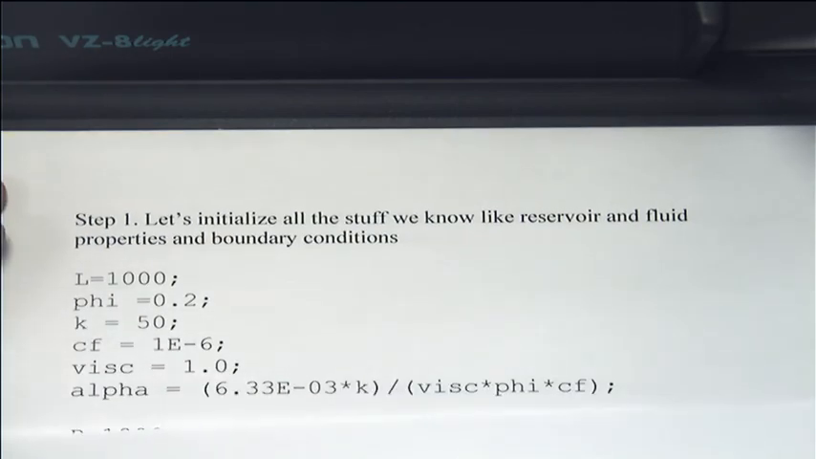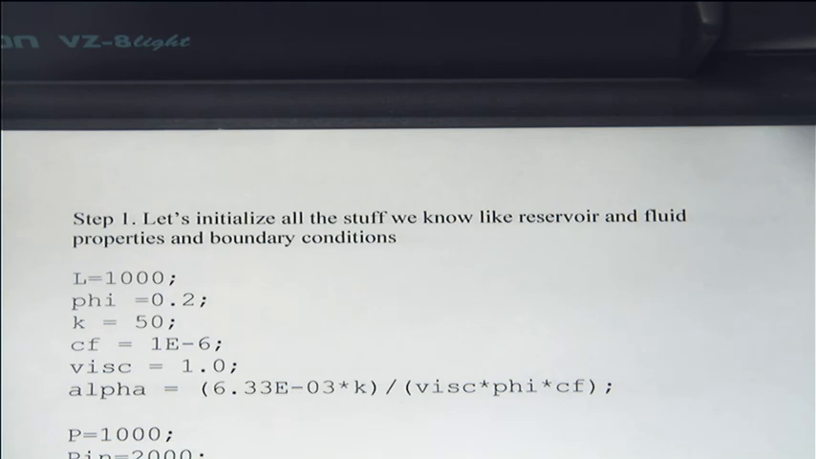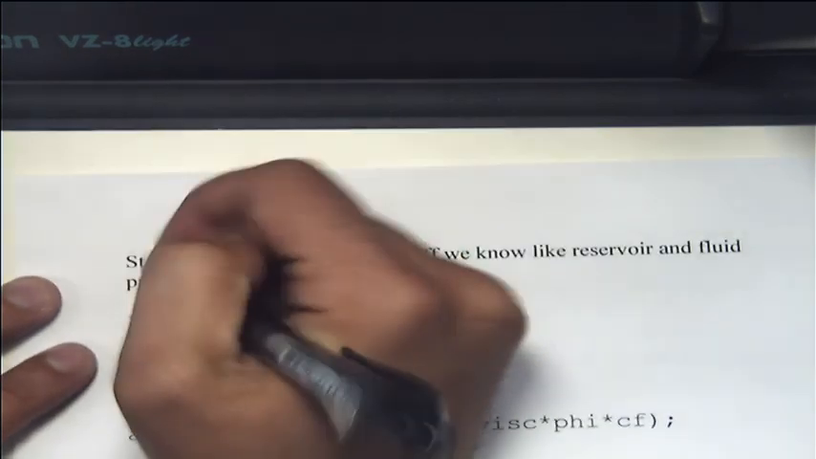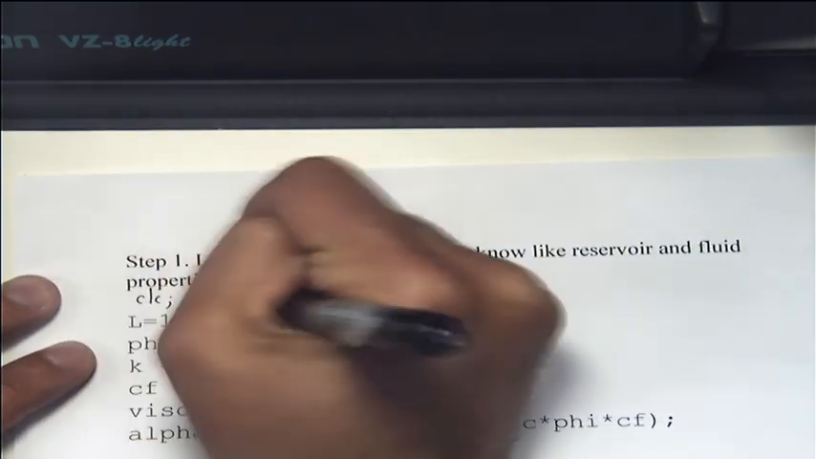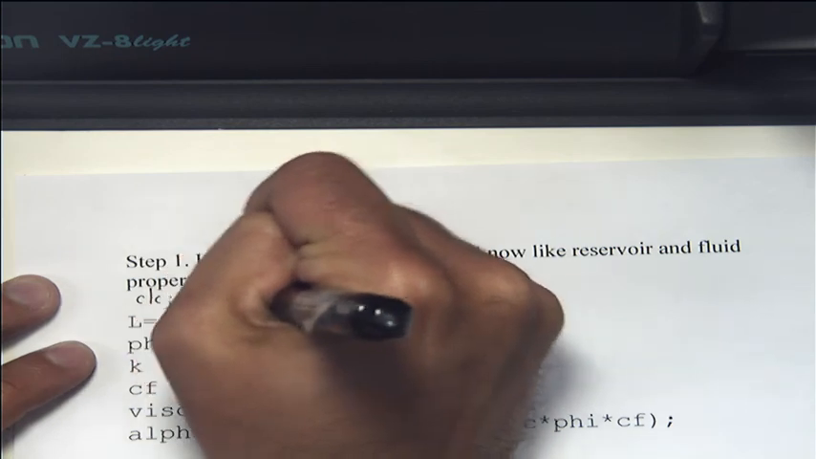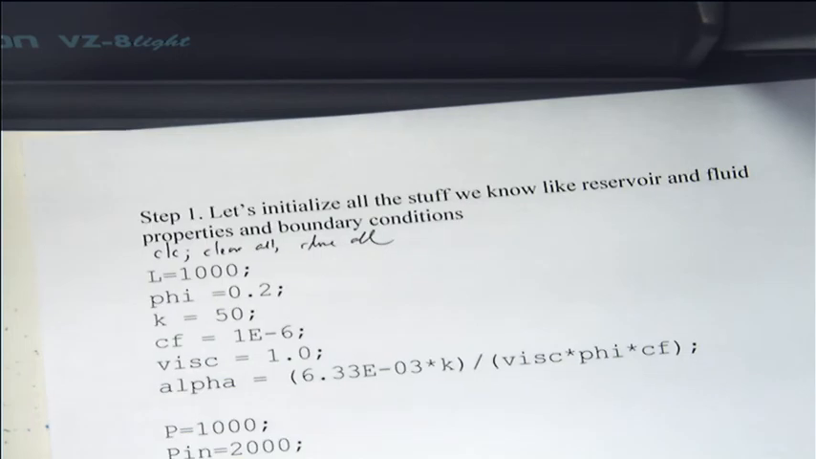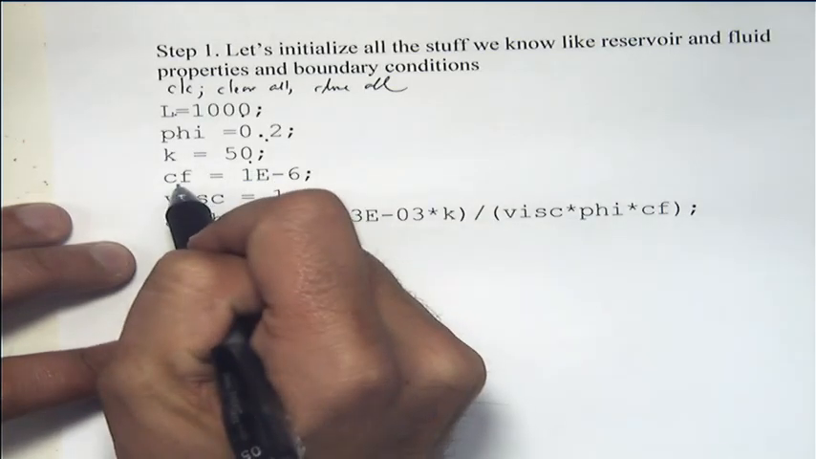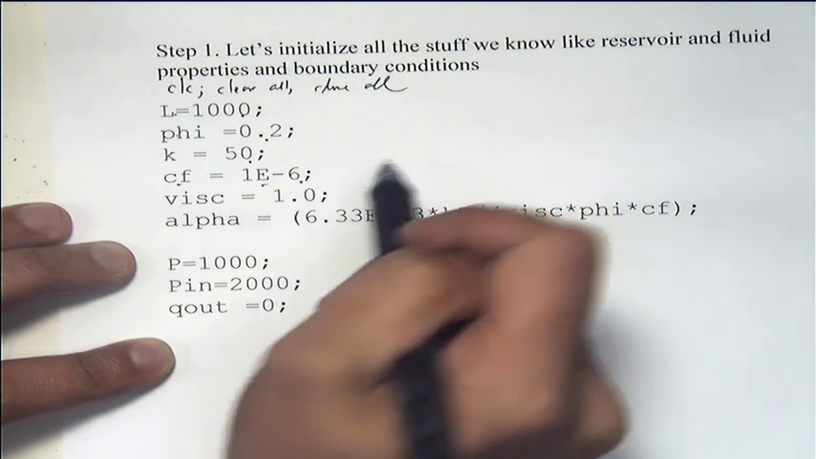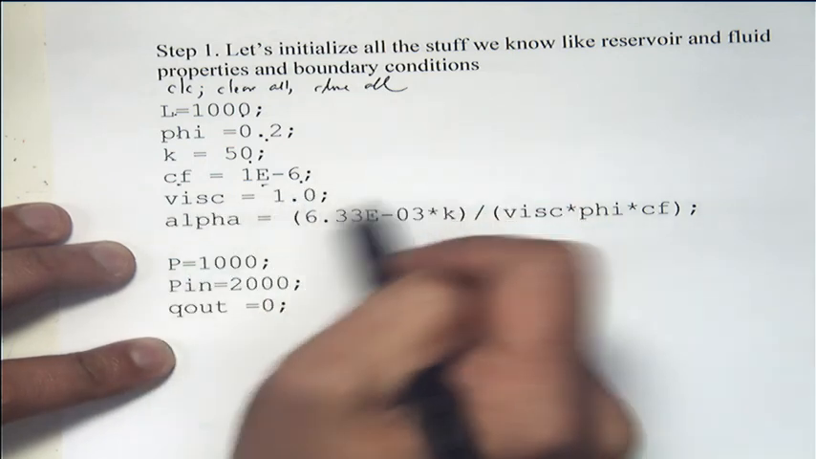Now that you're back, here's what my first few lines of my script file were. Maybe if you're a good programmer, and we can do that later, you might put clc, clear all and close all, stuff like that. But that's not a big deal. We're in a script file, and we want to define that L, the length of our reservoir, is 1,000 feet. The porosity is 20%. K is 50 millidarcies. c_f is 1 times 10 to the minus 6 inverse psi. The viscosity is 1 centipoise.